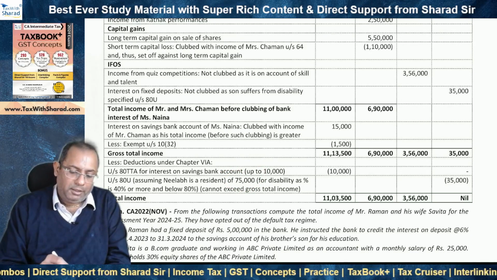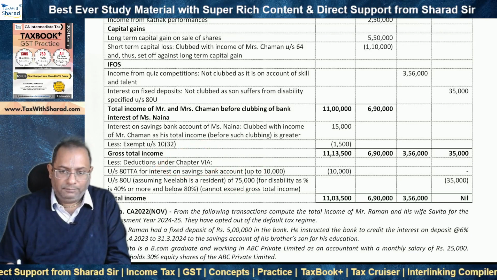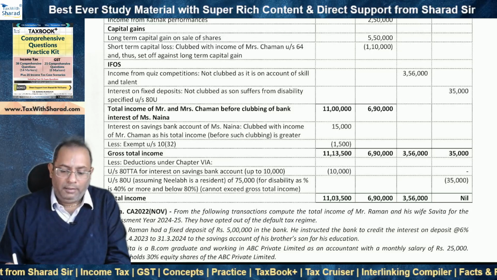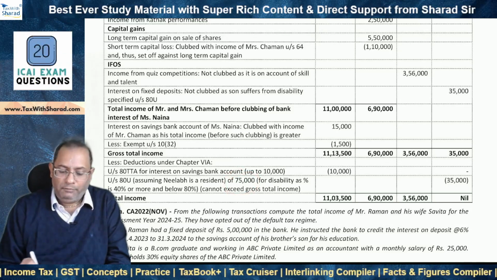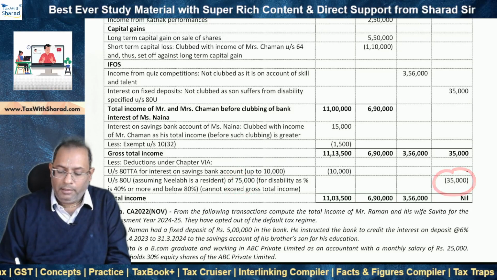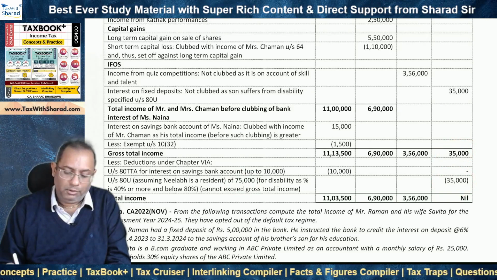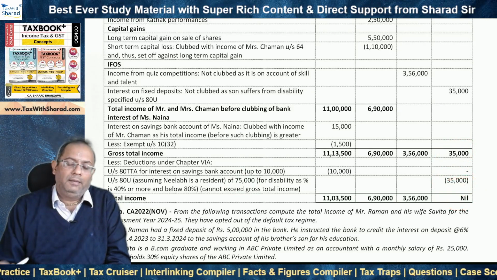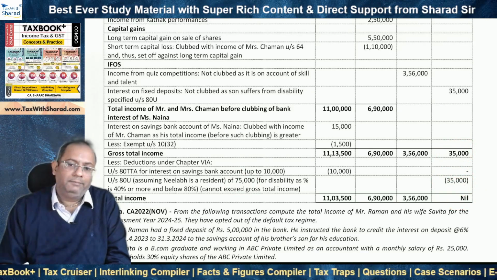But we know that deductions under chapter 6A cannot exceed the gross total income. The deduction of 75,000 will only be allowed to the extent of gross total income, which is 35,000, and consequently his total income will become nil. This should have been the correct treatment.